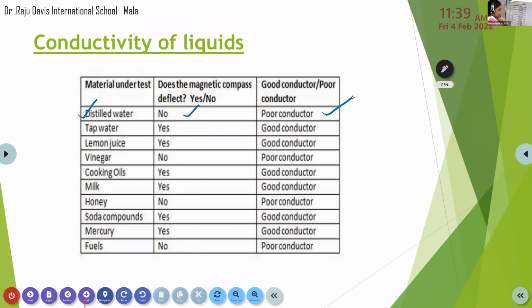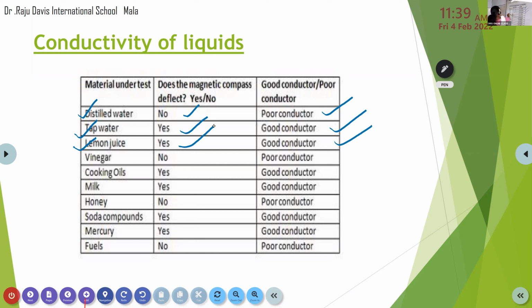Then tap water. It conducts electricity. Is there any deflection in the compass? Yes, ma'am, there is one deflection. So we can say it's a good conductor. Then the third one, lemon juice. Yes, it's a good conductor, so there is one deflection.